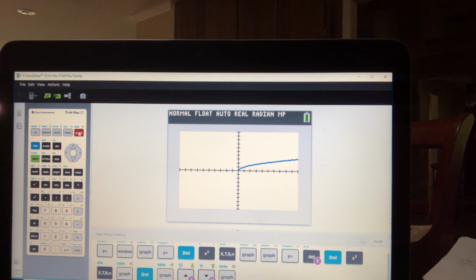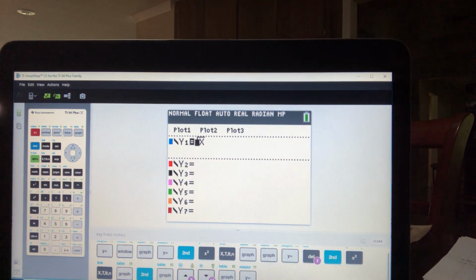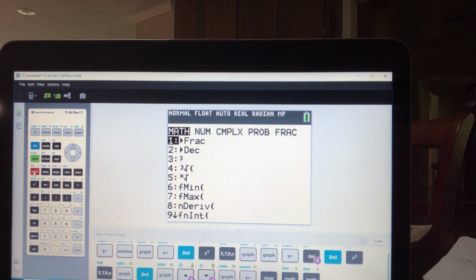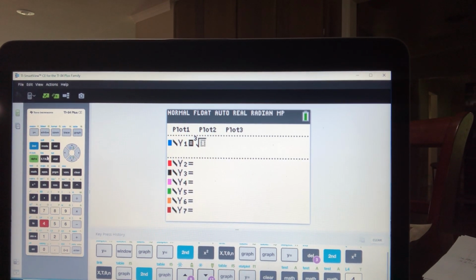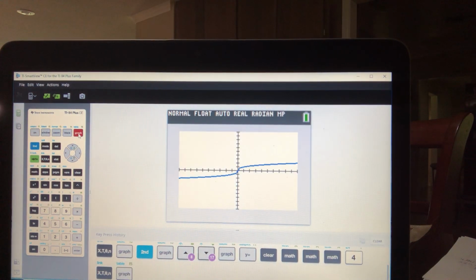Okay, we're also going to look at the cube root function. So this is a little different. So go to y equals, you can erase that one. And we're going to put in the cube root of x. So you go under math, cube root is the fourth one, put an x inside, and graph. So this is the cube root of x. And yours will probably go slower than that, so I'll give you a sec. Okay, so this would be the parent function for the cube root.